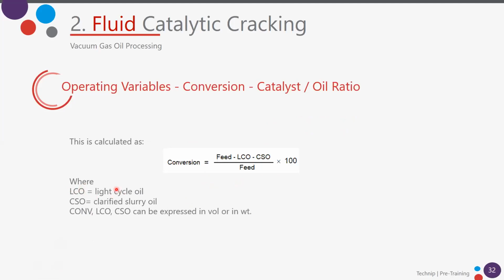LCO, remember, light cycle oil, is a stream from the main column that we will use in the fuel oil system, and the clarified slurry oil, that is the bottom of the main column, that we will also use as fuel oil, okay? This formula, you can use it in volume or in weight.